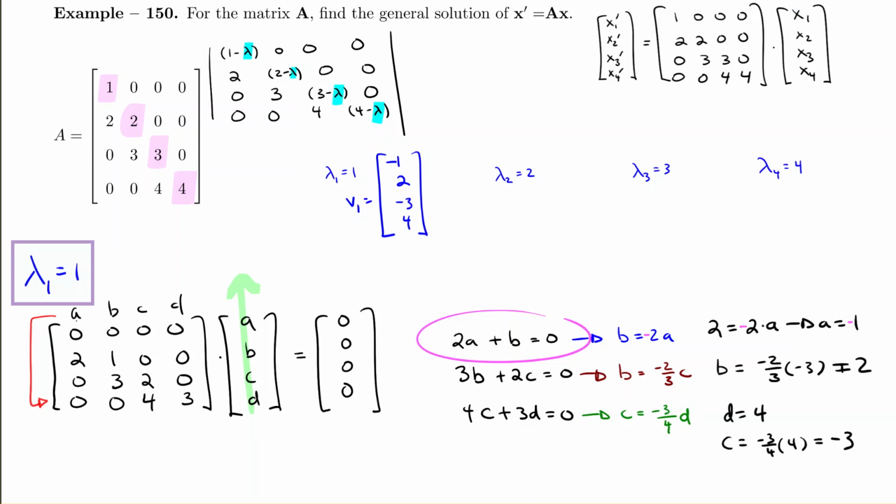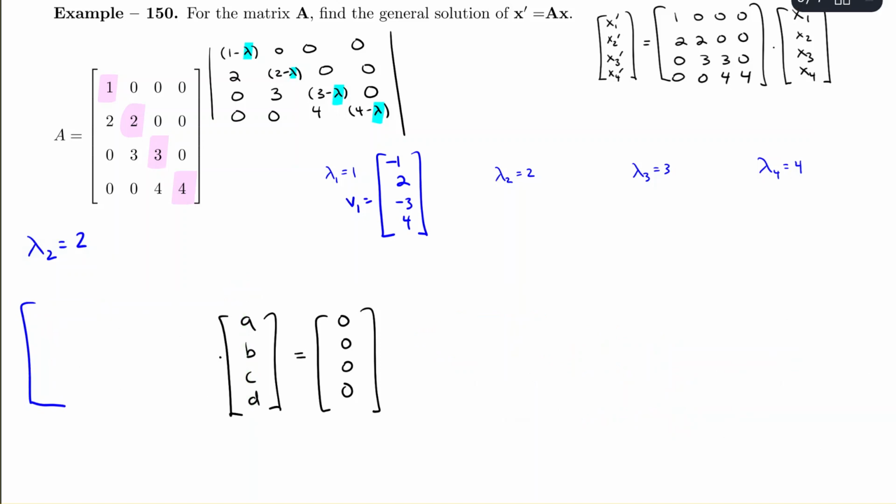Now let's similarly solve for the eigenvector when lambda is 2. So when lambda 2 equals 2, we have our matrix 2 everywhere there's a lambda above. 1 minus 2 is negative 1. 2 minus 2 is 0. 3 minus 2 is 1. 4 minus 2 is 2. Now we'll write out our systems of linear equations and then solve for the relationships between a, b, c, and d in order to make the equations equal to 0.